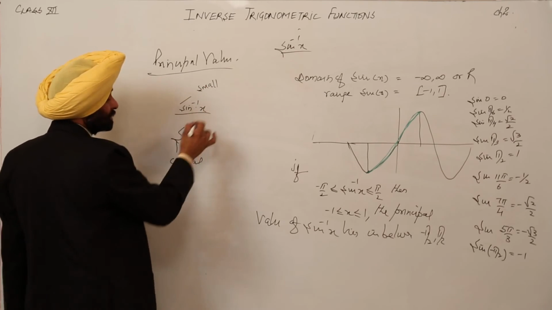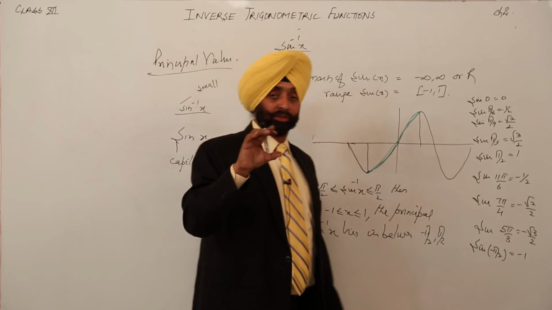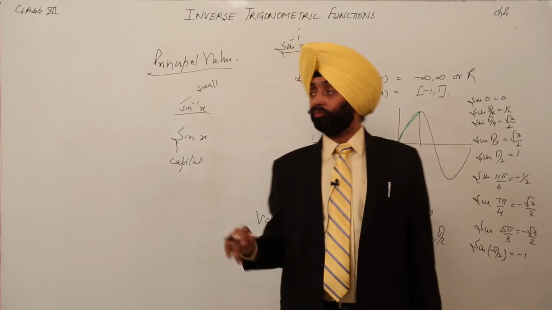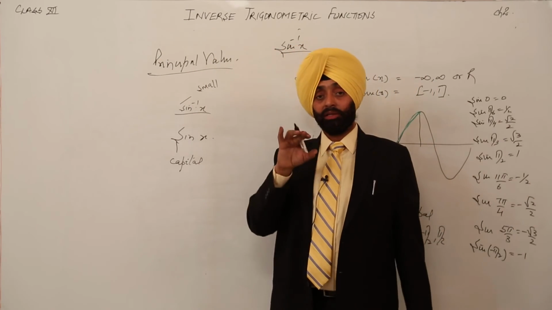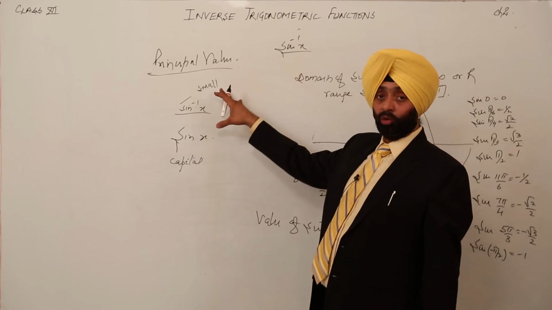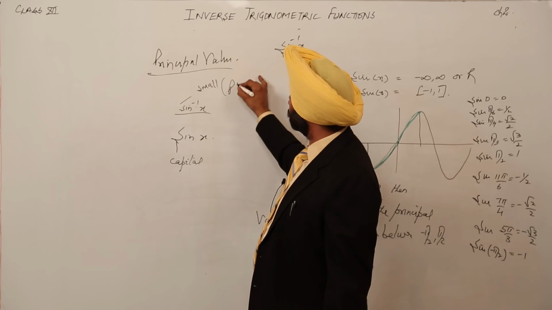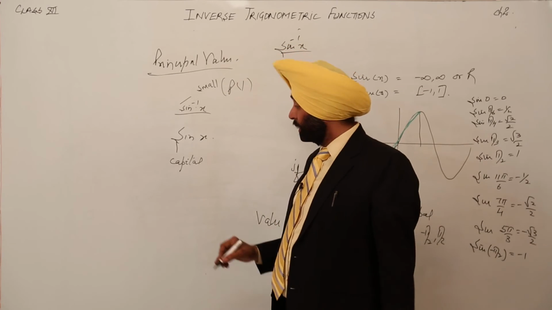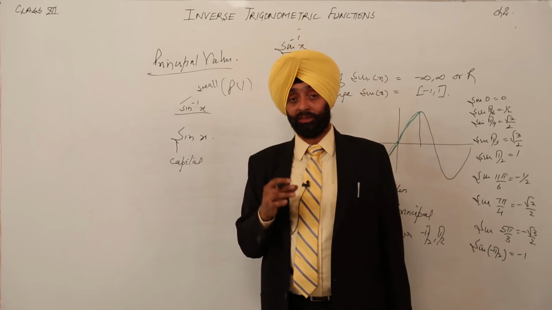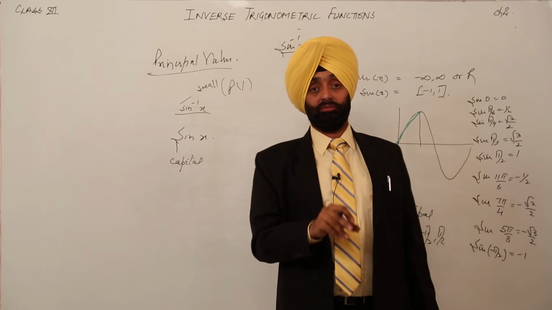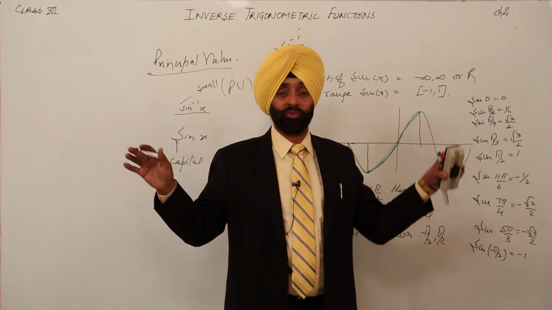So when it is written sine inverse x, all the letters, cos inverse x with small c, tan inverse x with small t, then when it is written with small letters, that indicates the principal values. Okay, and if it is written with the capital S, that is the general value. We can take any of the values.